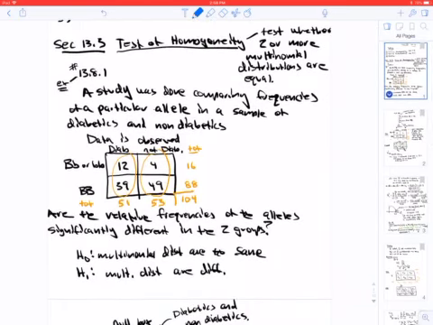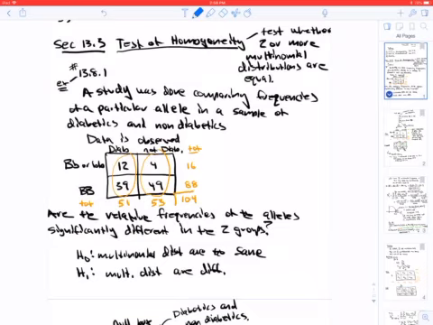So here we go, test of homogeneity. This is a test whether two or more multinomial distributions are equal. And to best illustrate this, we'll look at a problem in the book, problem 1 actually, in chapter 13.8.